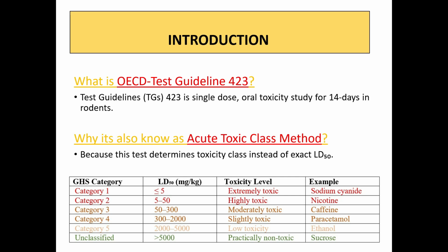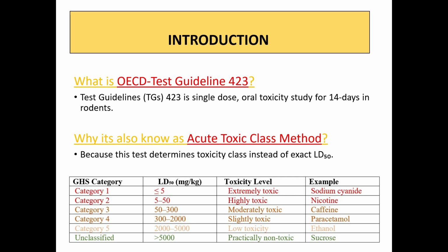So why is it also known as the Acute Toxic Class Method? Because this test determines the toxicity class instead of the exact LD50. In this experiment you are not going to calculate LD50. For LD50 calculation there is another method, OECD 425, in which you can calculate the exact LD50 value. But here you can categorize the drug, chemical or pesticide.